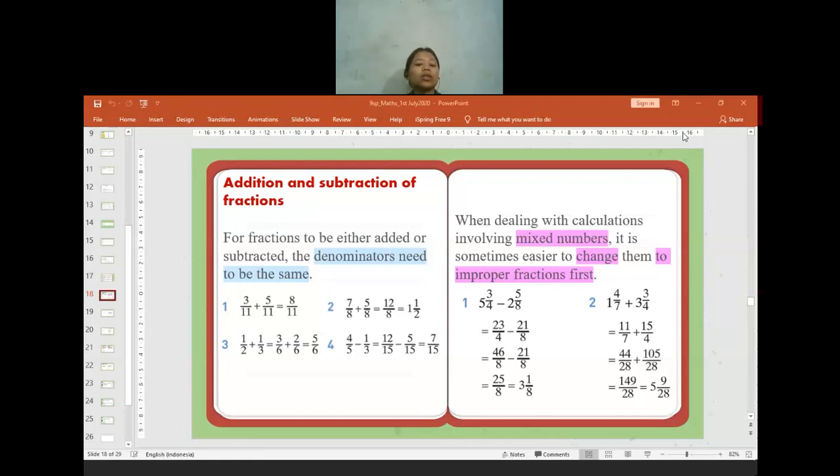But if the question only says to work out this calculation, you can keep it as improper fraction, proper fraction, or mixed number, it's okay. But when the question is asking, please write the answer in the simplest form, it means there is no improper fraction. It has to be mixed number or proper fraction. Okay. Is it your question, Janice?